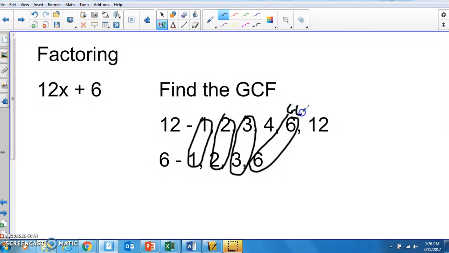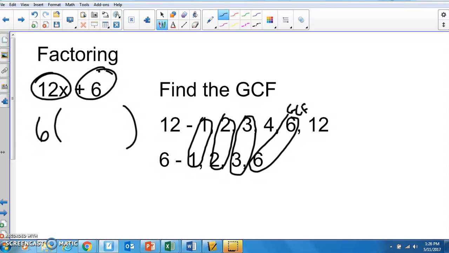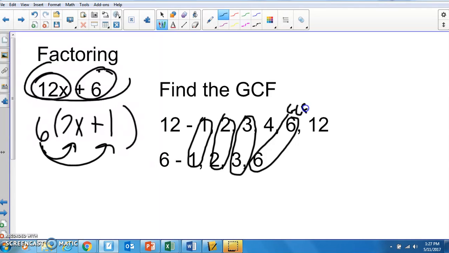So that's my GCF. And so what we're going to do is take that GCF and put it on the outside of a set of parentheses. So I'm going to take that 6 and put it on the outside of parentheses. And all I'm going to do is take each one of these terms and divide it by 6. So 12x divided by 6: 12 divided by 6 is 2, and I'm just going to bring that variable down. 6 divided by 6 is 1, so I put that there. That gives me 12x plus 6 if I was to go back through and distribute it. So if I was to distribute that, that comes right back to this original answer right there, which is what you want to have. So you can check your work to see if you come back to the original problem. All right?